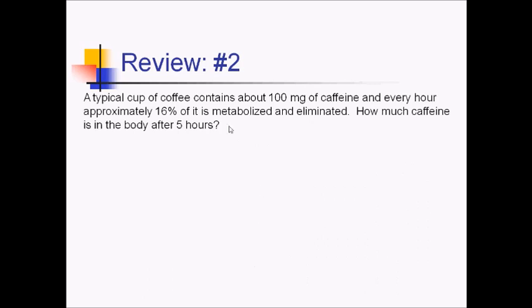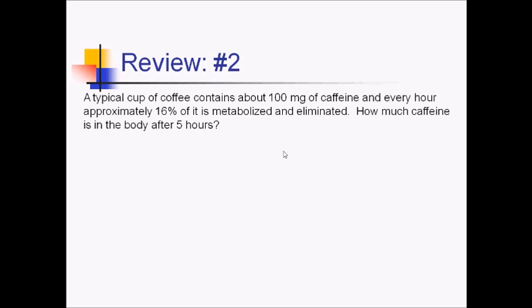For this problem, we have a cup of coffee that contains about 100 milligrams of caffeine, and they're telling us approximately 16% is metabolized and eliminated every hour. Based off of this, we want to know how much caffeine is in the body after 5 hours. So because every time increment we're applying this percentage to some original total, we've got an exponential function.